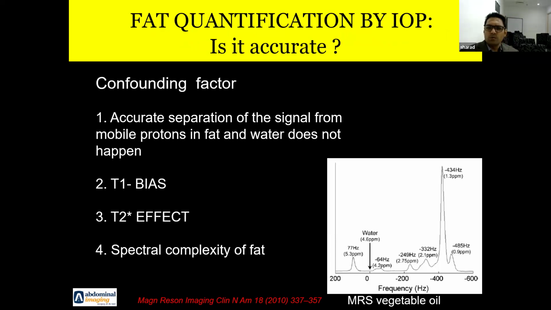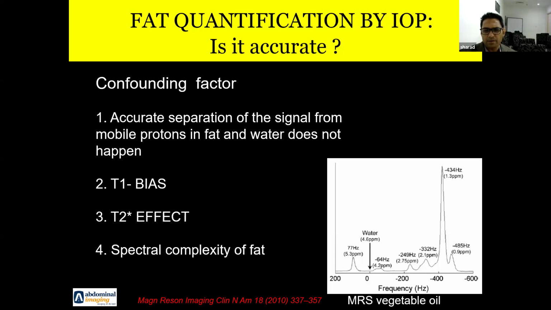You all know, those who ever do MRI, whenever there is iron in the liver, it causes T2 star effect and the liver becomes dark. So this T2 star interferes in the fat quantification. And why this is important, let me tell you.